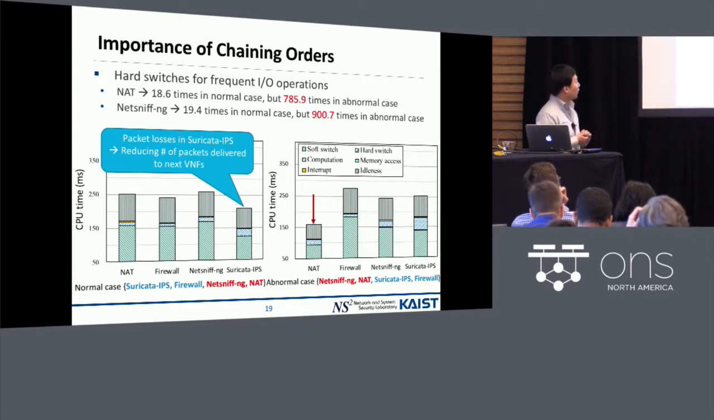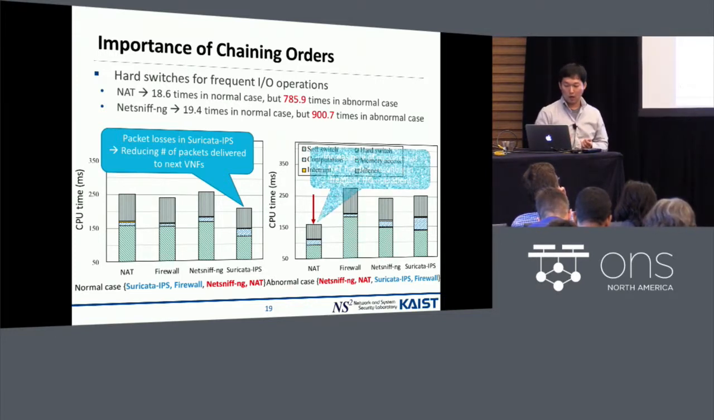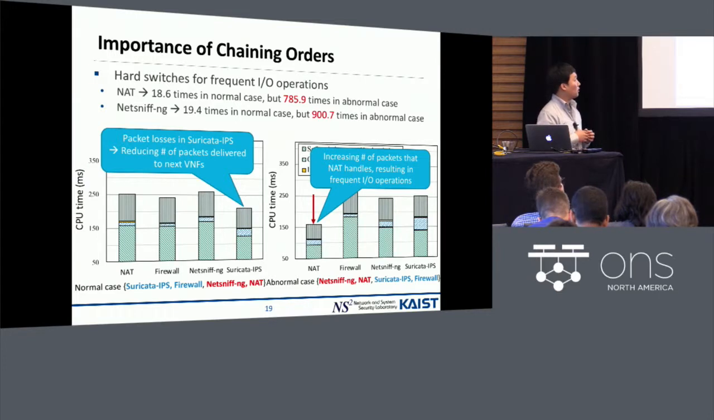So the following VNFs handle a relatively smaller number of packets. However, when Suricata IPS comes later, the VNF before Suricata IPS can handle a relatively large number of packets. As a result, the performance degradation that wasn't found becomes an issue.